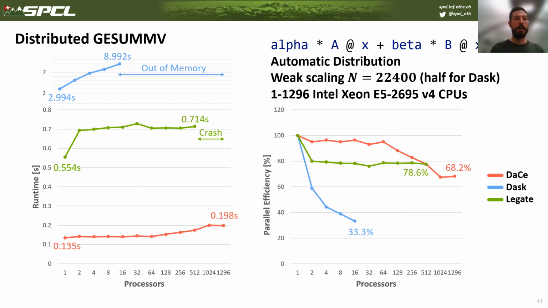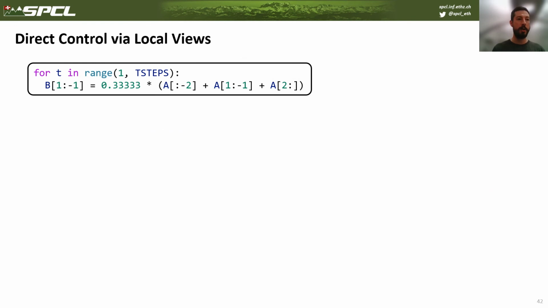Now, let's say that we have some larger application where the distribution is not so easy to find. And perhaps the automatic distributions that we saw before are not good enough. And maybe the user wants to get direct control over the communication and the distribution scheme. So Dace allows this, and let me show you how.